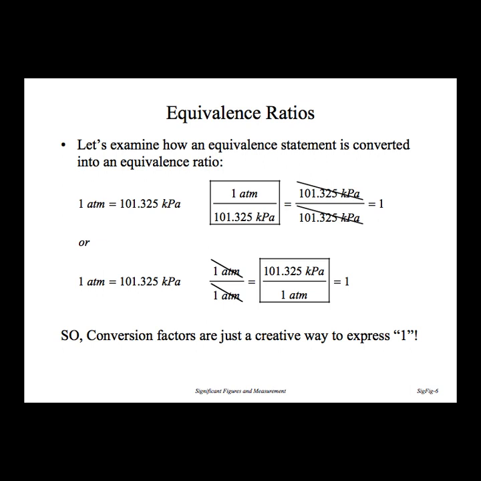That's our equivalence ratio. But it's interesting to see what happens on the right-hand side of the equation. Notice the right-hand side has 101.325 kilopascals divided by 101.325 kilopascals, which is 1. We can do the same thing if we divide both sides by 1 atmosphere. We get a different ratio: 101.325 kilopascals for every 1 atmosphere is equal to 1.